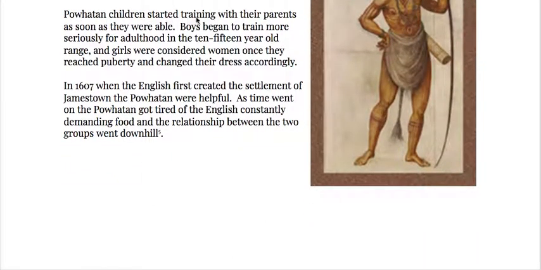Powhatan children started training with their parents as soon as they were able. Boys began to train more seriously for adulthood in the 10-15-year-old range, and girls were considered women once they reached puberty and changed their dress accordingly. So probably in their early teenage years. Okay, what is important about Powhatan children? What who, what, where, when details are in here? Pause now, take notes in your own words.